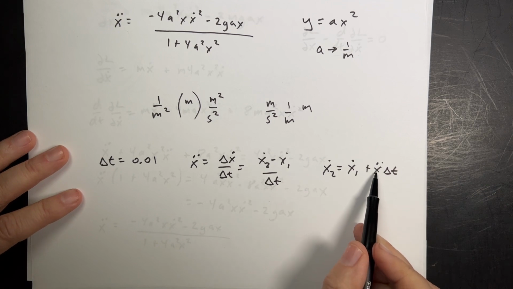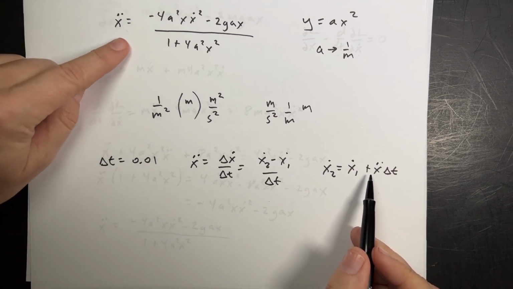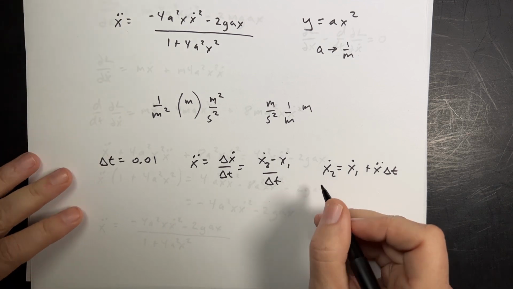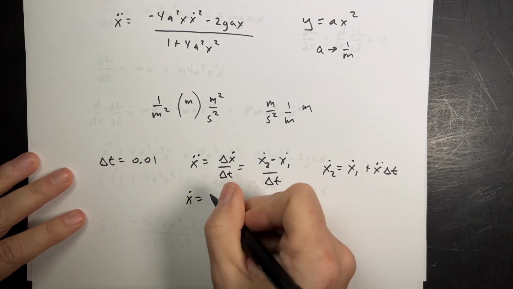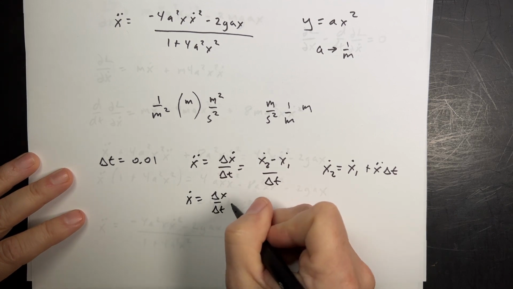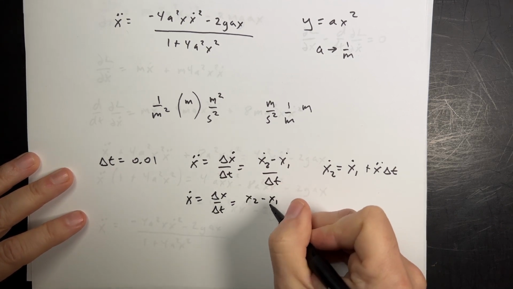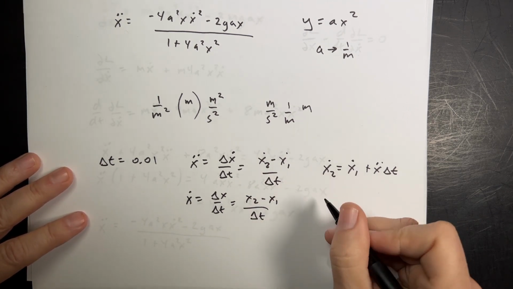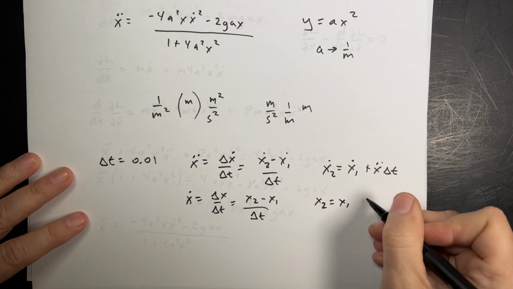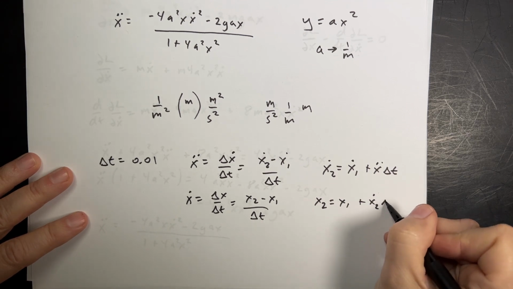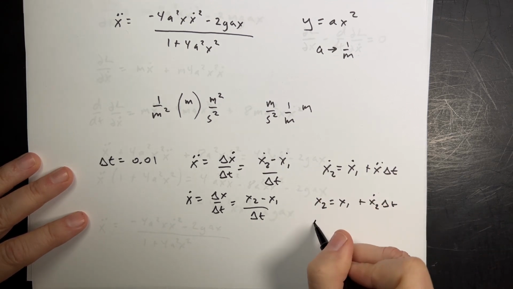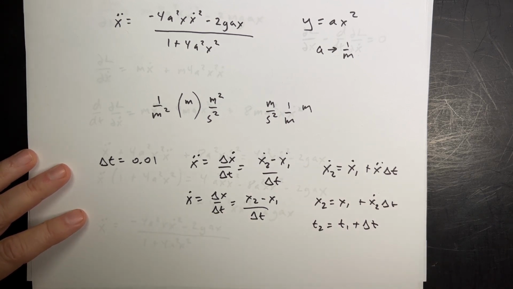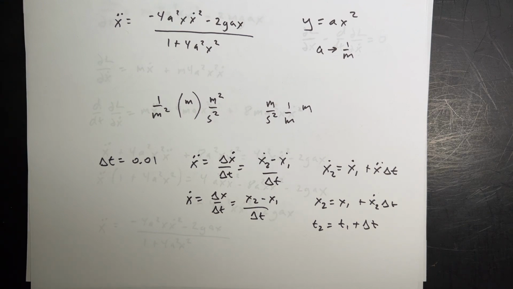So if I know the x double dot, which I can calculate, and I know the starting velocity, I can find the velocity at the end of the time interval. I can do the same thing by assuming x dot's constant, delta x over delta t, which is x2 minus x1 over delta t. And then I can use that to find x2 is x1 plus x dot 2 delta t, because I just calculated it. And then I can update time, t2 equals t1 plus delta t, and then do the whole thing over again. So I can model the motion of this, and we're going to do that in Python.